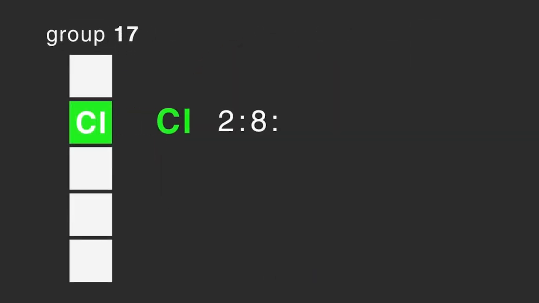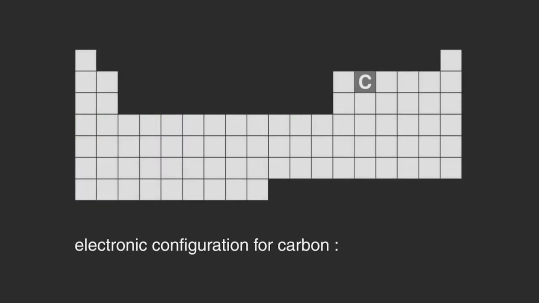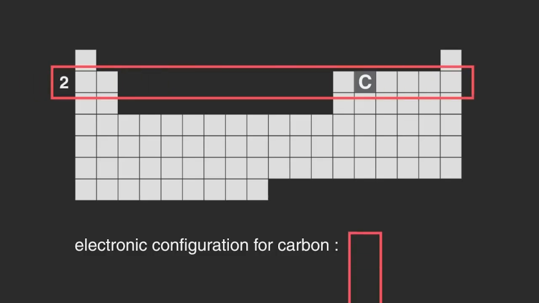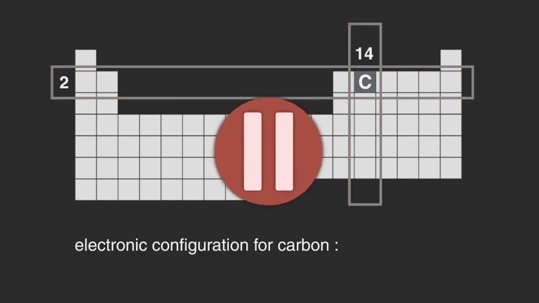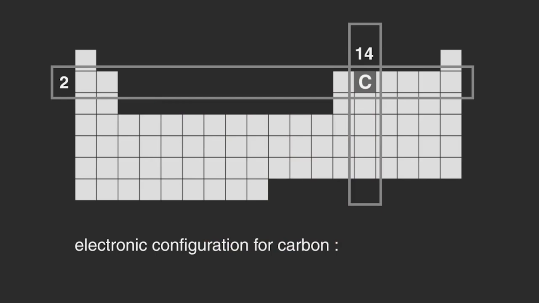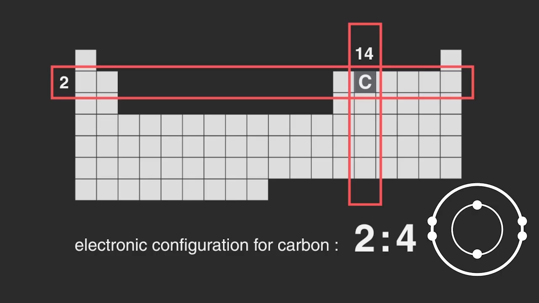The group an element is in gives the number of electrons in the outer shell of an atom of that element. And write the electronic configuration for carbon, atomic number 6, period 2, and group 14. Now pause the video again. The electronic configuration for carbon is 2,4. Did you get it right?